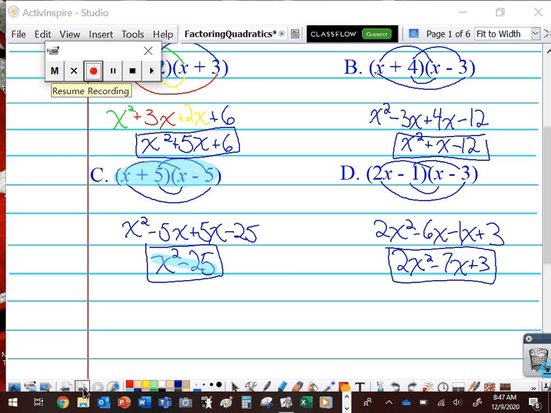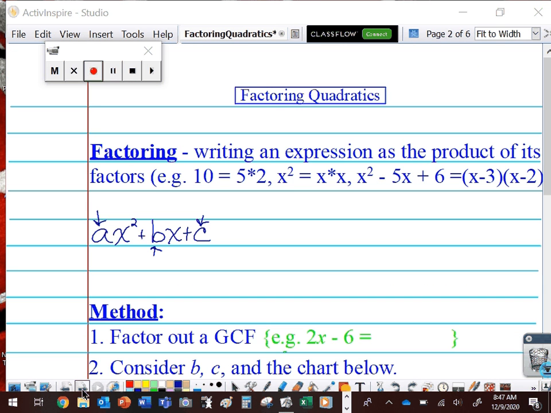So, factoring. Factoring is writing an expression as the product of its factors. So for example, if I factor 10, I can write that as 5 times 2. If I factor x squared, I can write that as x times x. If I have x squared minus 5x plus 6, I can rewrite that as x minus 3, x minus 2. And just to show you, if I FOIL this out, x times x gives me x squared. X times minus 2 gives me minus 2x. Minus 3 times x gives me minus 3x.